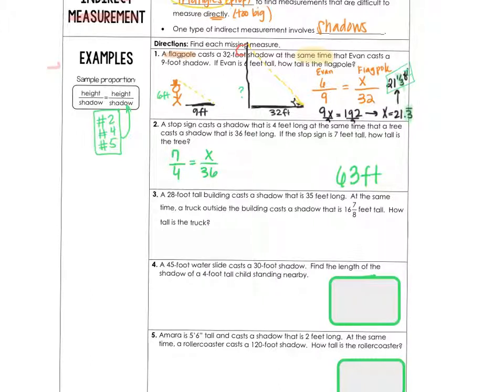For number 4, we were finding a 45-foot water slide casting a 30-foot shadow, and we were finding the length of a shadow of the 4-foot tall child who's standing nearby. 45 is to 30 as 4 is to x, for a final answer of 2.6 repeating feet, or 2 feet and 2 2/3 of a foot. Sorry, 2 2/3, because 0.6 repeating is the fraction 2/3. So 2 2/3 feet.